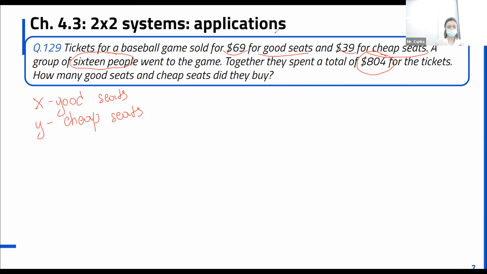Okay, so let's take a look. X is the number of good seats, while Y is the number of cheap seats. And overall, we had 16 seats. So our first equation will be the number of good seats plus the number of cheap seats equals the overall number.